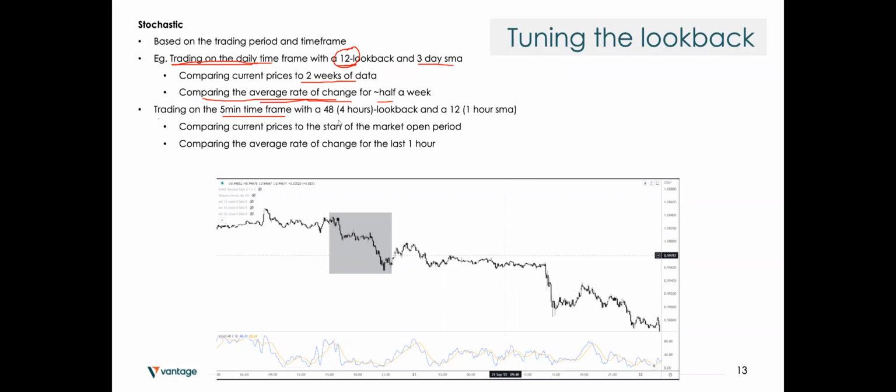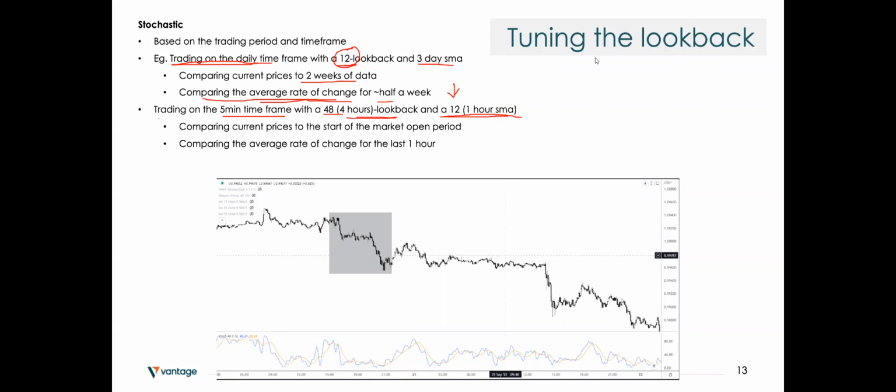Trading on the 5 minutes time frame, I usually look at a 4 hours look back. A 4 hours look back is basically half of each trading session, right? So if you're trading in the middle of the London session, you're taking the end of the Asian session and the start of the London session. If you're trading during the New York session, you're looking at the later half of the London session. And then a 1 hour SMA. A 1 hour SMA gives you 12 candles, right? So that's basically the average of what happened in the last 1 hour, and whether or not that signal will give you a good signal based on what happened in the last 48 hours.